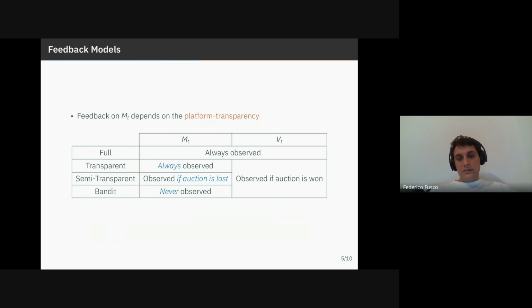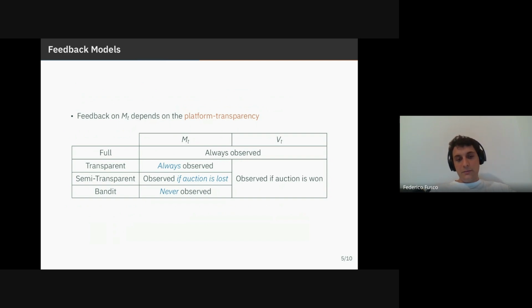For what concerns MT, the amount of information that is disclosed at the end of each auction about MT depends on what the platform decides to disclose about the bids it received. So for example, if the platform decides to always reveal all the bids, then from the learner perspective, we are in the transparent feedback row. MT is always observed at the end of each auction.